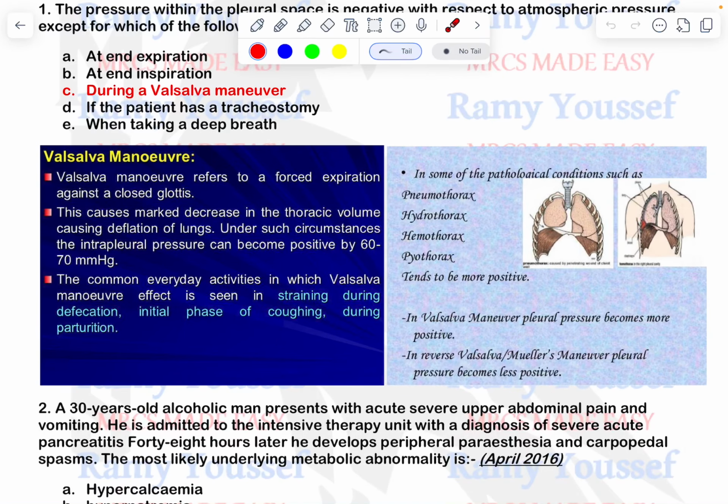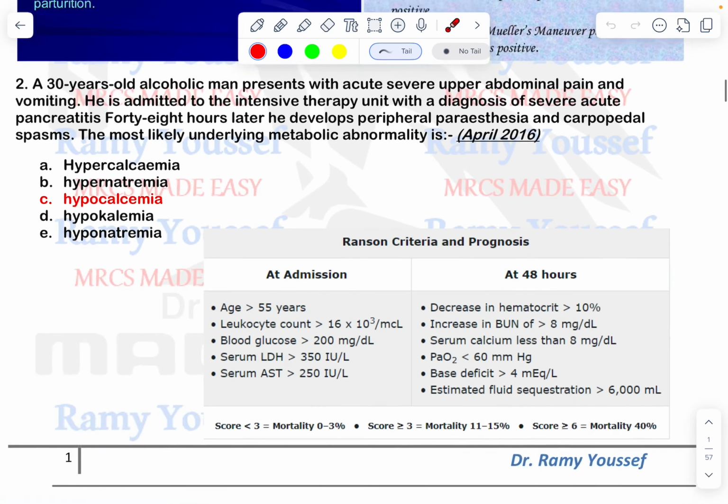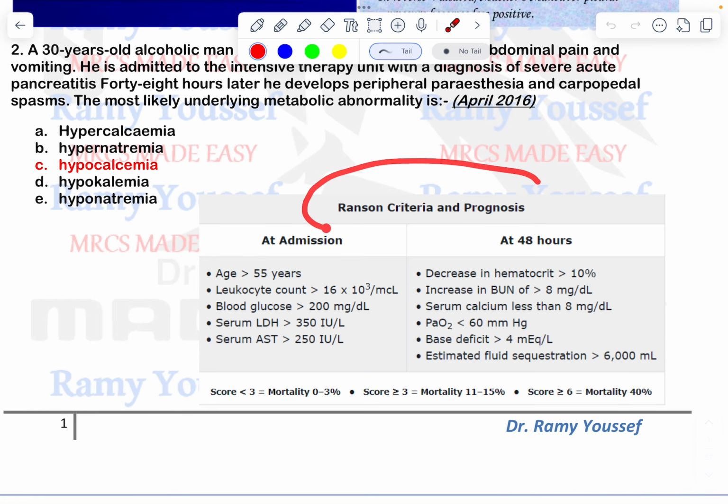Next question is, a 30-year-old alcoholic man presents with acute upper abdominal pain and vomiting. He is admitted to ICU with a diagnosis of acute pancreatitis. 48 hours later he develops peripheral paresthesia and carpopedal spasm. So pancreatitis, carpopedal spasm, there is always hypocalcemic tetany. This is hypocalcemia. So this is Ranson's criteria.